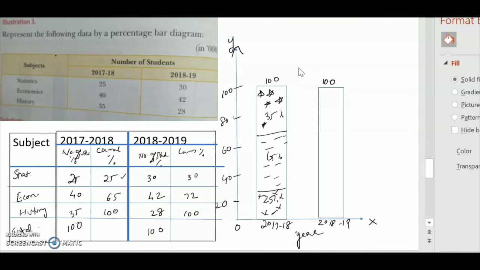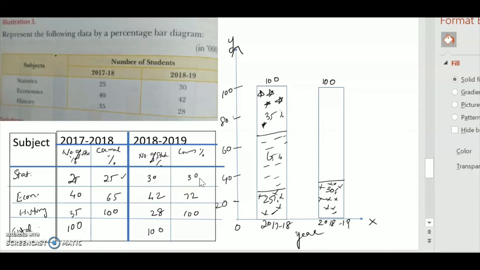For the first part value, how much is this? For statistics, that is 30. So here I am finding 30, it almost will come here, 30 percentage. So the same design I have to give here also. If you are taking statistics for the bottom part of this rectangular bar, in the next bar also you have to take statistics as the bottom part.